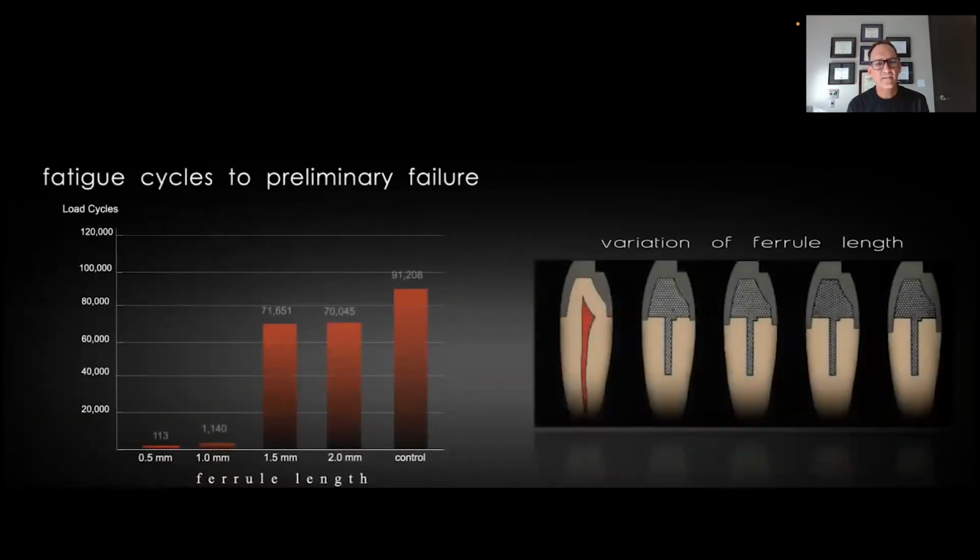What did he find? Once he hit 1.5 millimeters of ferrule, the number of cycles before it actually had that failure went up to 70,000, right? Before that, it was 113 if it was a half millimeter, and 1,000 if it was 1. Okay, so the reason that we have 1.5 millimeters of ferrule is because of this paper from Libman. Right, the fatigue study is the crucial aspect there.